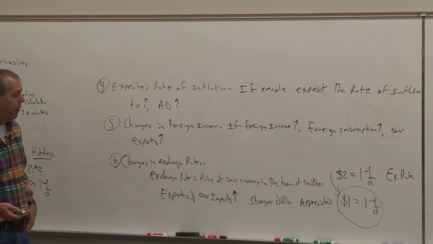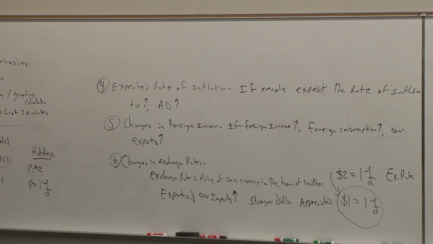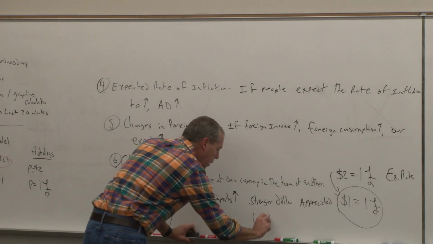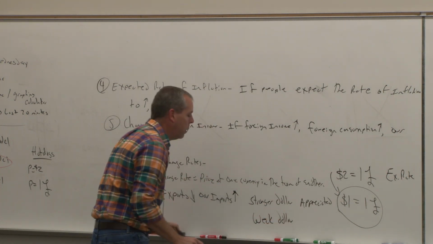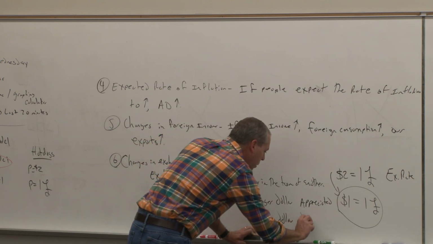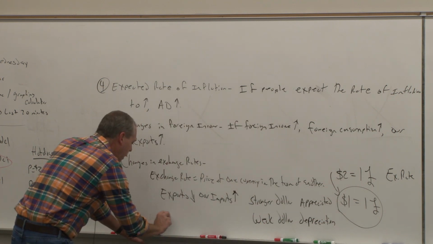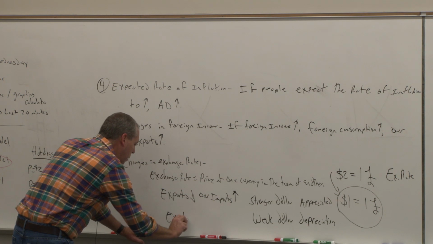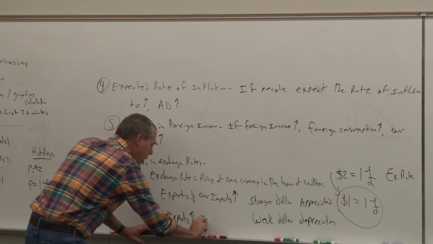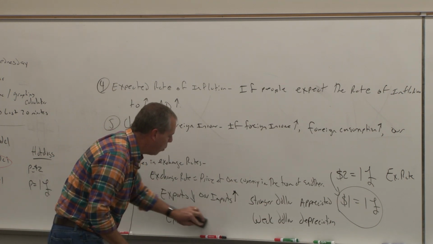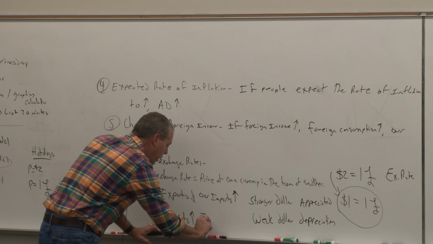So if we have a problem with a trade imbalance and we want to fix that, what do we want? We don't want a strong dollar, we want a weak dollar, all right? Because if you have this weak dollar, this is called depreciation. Here you're going to see exports going up. You're going to see imports going down. Our goods and services are now relatively cheaper than other people's.